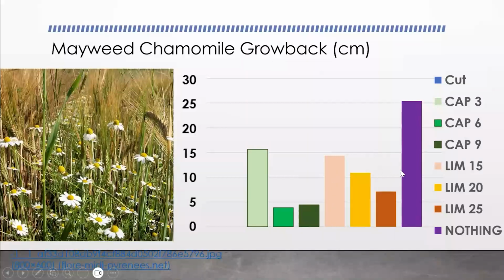Purple here represents the control, and the hand-weeded plots completely killed all plants with no growback due to the destruction of that meristem. However, medium to high rates of capric and caprylic acid work better than D-limonene at reducing cover and growback at all life stages.